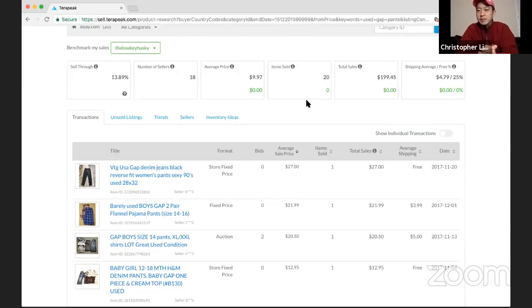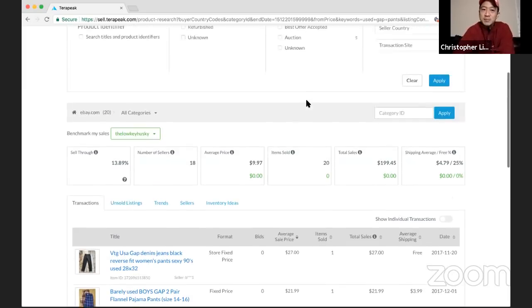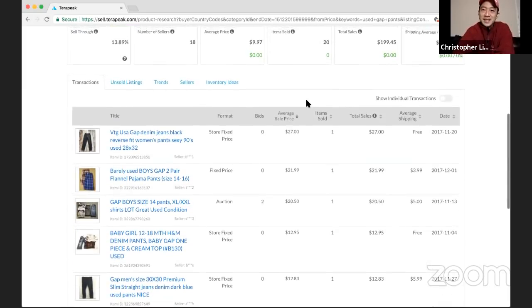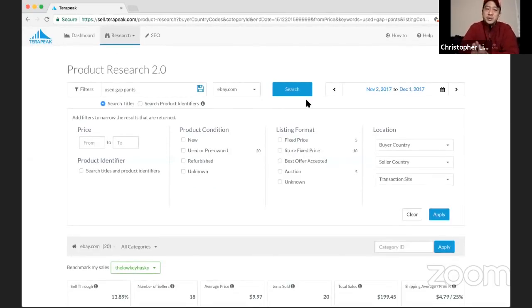And I was talking about this on my channel. Gap pants are like $20, right? And so like new. So of course the market's not going to be that strong. Only 20 have sold in the last month. That's crazy. So this is an awesome tool because you can find out what's selling.